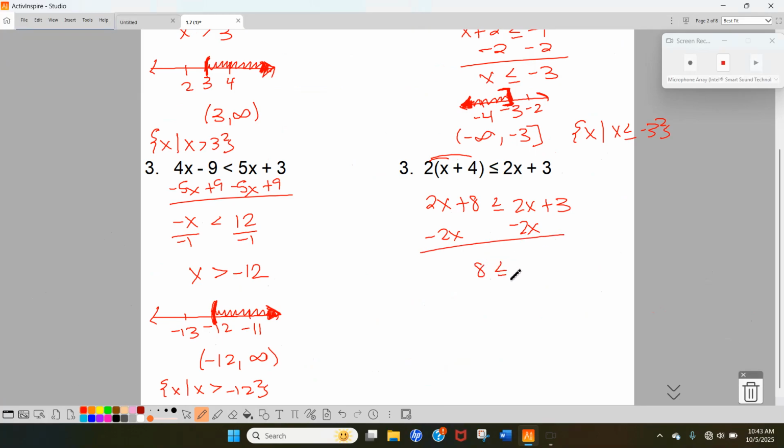So remember, when your variables disappear, you're either going to get infinite solutions or no solutions, and it's whether it's true or not. So 8 is less than 3. That is false. So this would be a no solution, or the empty set.